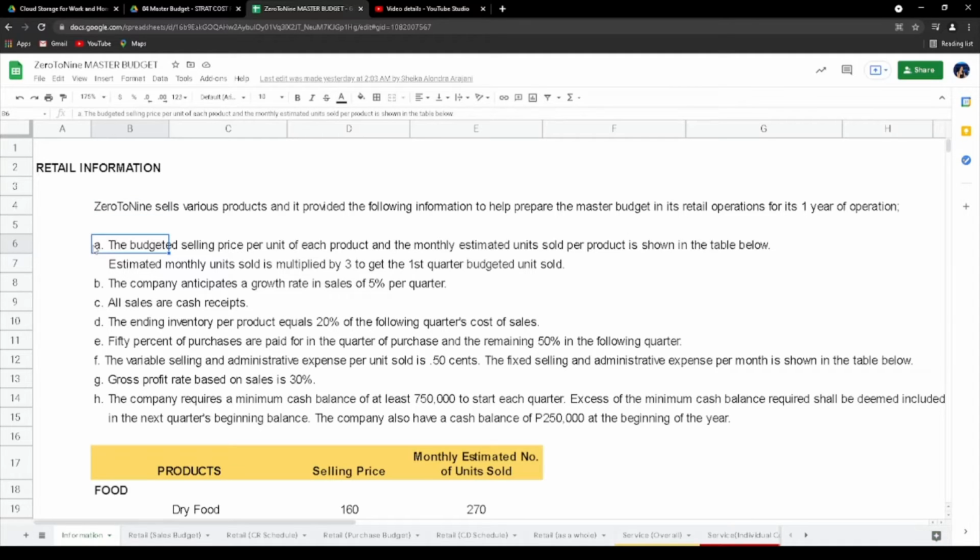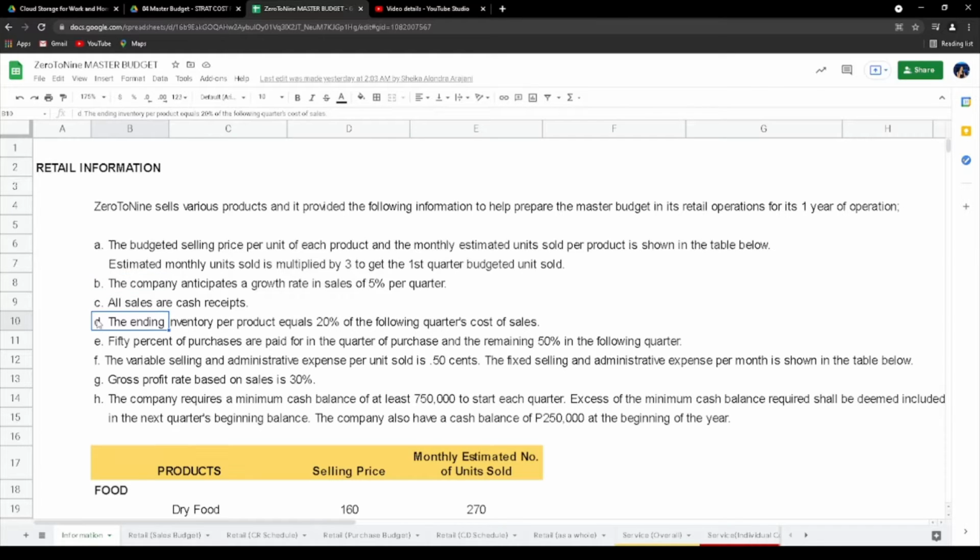Letter A. The budgeted selling price per unit of each product and the monthly estimated units sold per product is shown in the table below. Estimated monthly units sold is multiplied by 3 to get the first quarter budgeted units sold. Letter B. The company anticipates a growth rate in sales of 5% per quarter. Letter C. All sales are cash receipts.